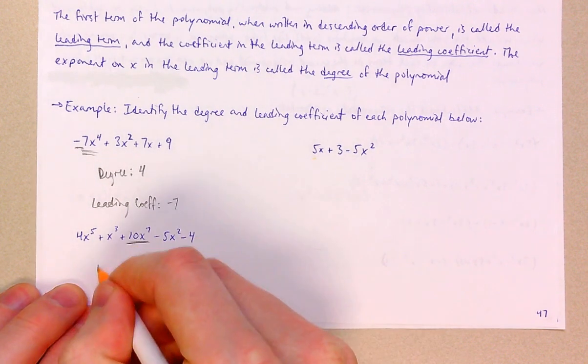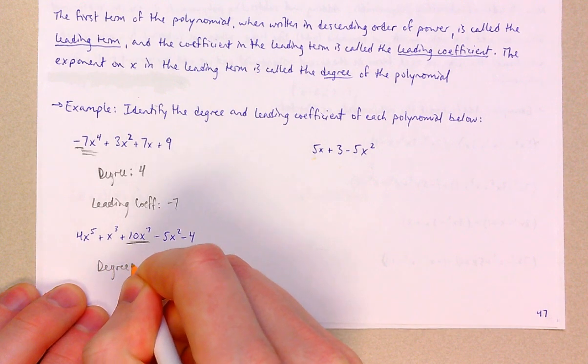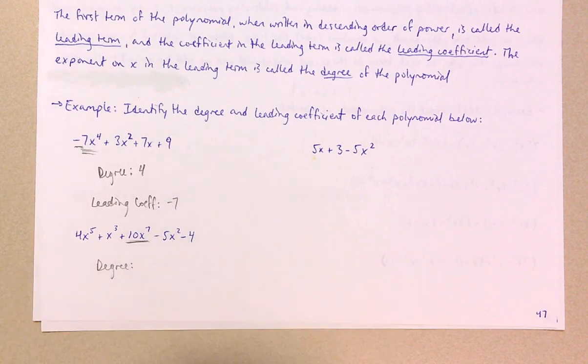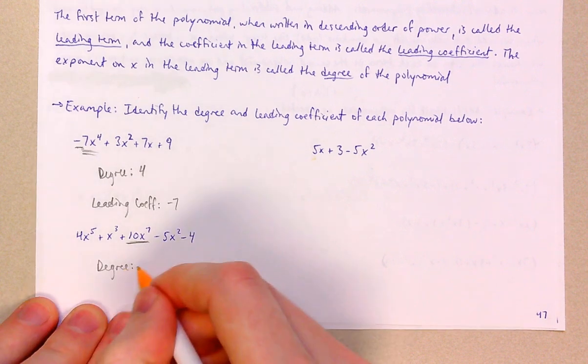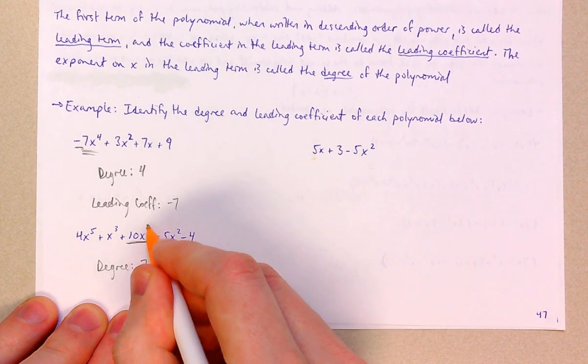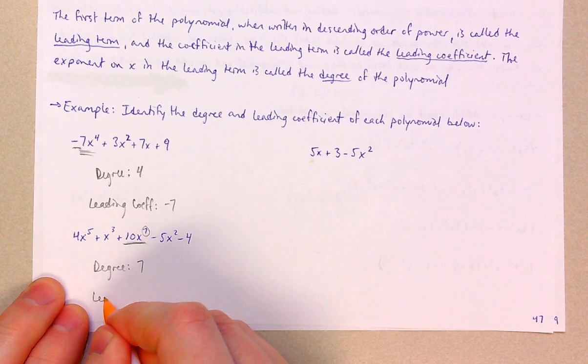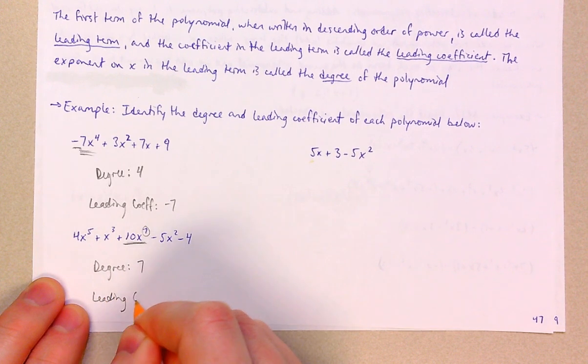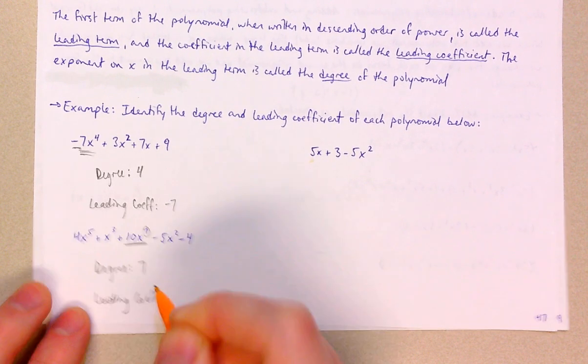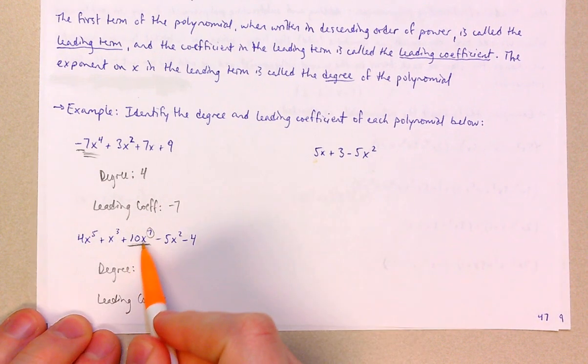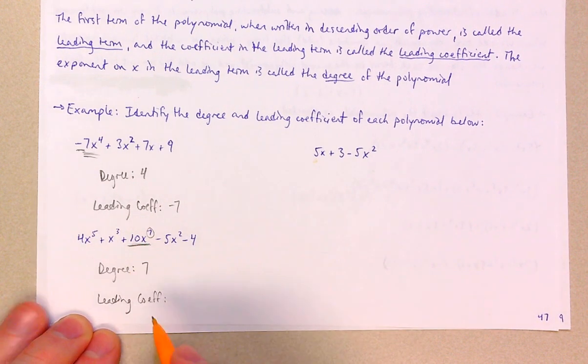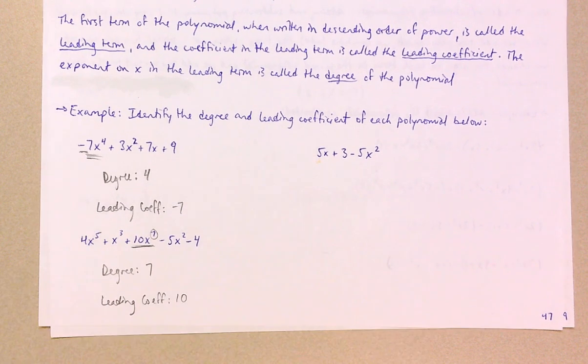So the degree is going to be just that highest exponent, that highest power that we have, which is 7. And then we have the leading coefficient, which is the number in front of that x with the highest power, and that number is 10. So that is my leading coefficient. As I said, I'll let you try this one on your own, and we'll go through it in class.